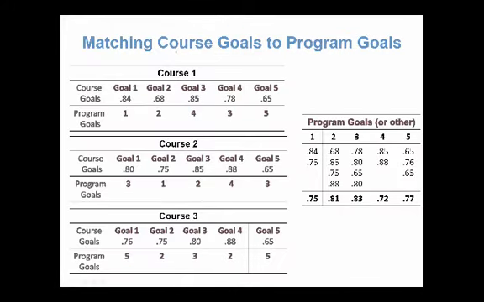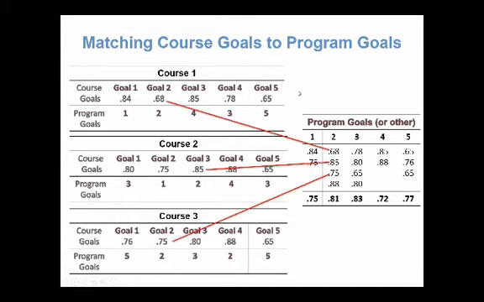Now, we said that we could also map up from the course level, and this is what this demonstrates. Here are the goals for Course 1, Course 2, and Course 3. These have been matched or mapped or linked to the program goals 1, 2, 4, 3, and 5. They're not always represented, but in this case, Course 5, Goal 5 links to Program Goal 5, 4 to 3, 3 and 4.